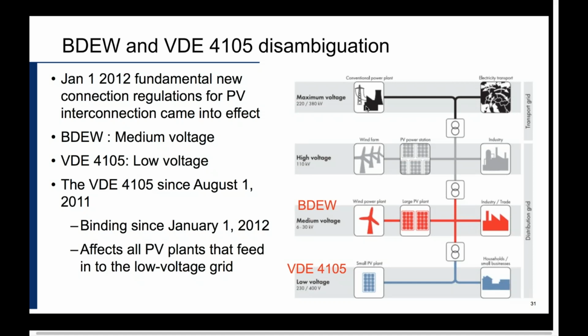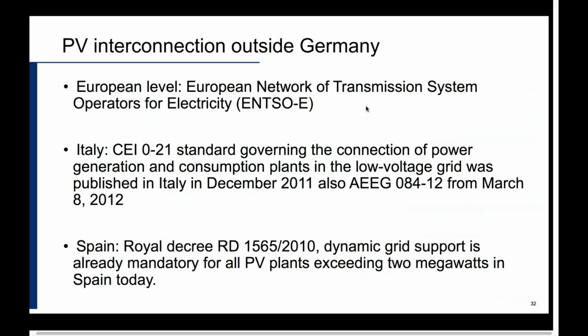And as you can see, these standards were in place well ahead of time, 2012. And the rest of Europe took it well. They inherited most of these requirements, and at the European level, ENTSO-E, which is the European Network of Transmission System Operators for Electricity, inherited all these and made it a blanket standard or requirement in Europe. Similarly, Italy and Spain as well did the same thing.